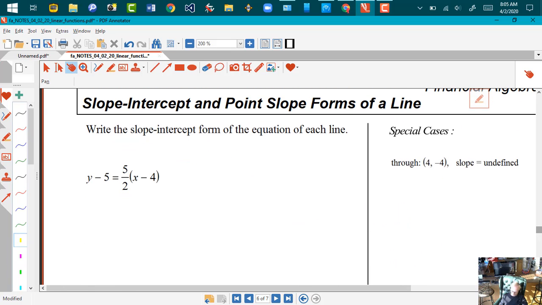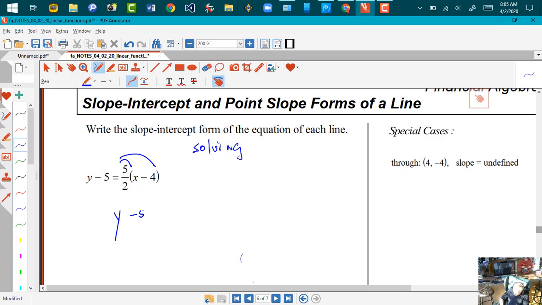So next we have writing the slope-intercept form of a line when you have the point-slope form. Okay, well, once again, you're solving for y to get the slope-intercept form. Doesn't matter what the equation looks like originally. If it's a line, you can always rewrite it in slope-intercept form. Always the most helpful for trying to graph a line. Okay, so to do that, I'm going to have to distribute the 5 halves here and then add 5.